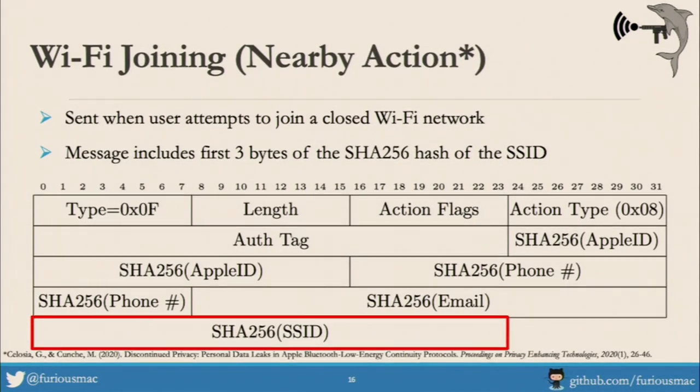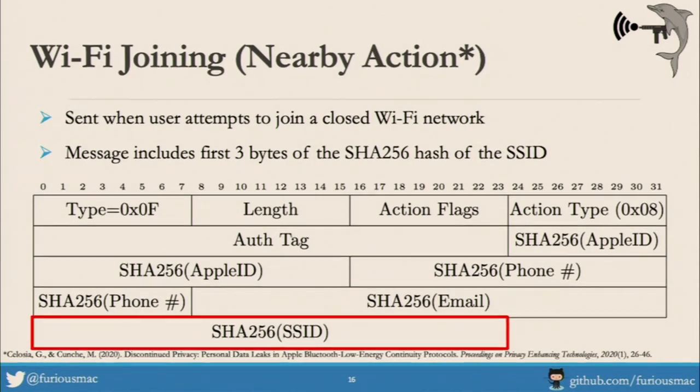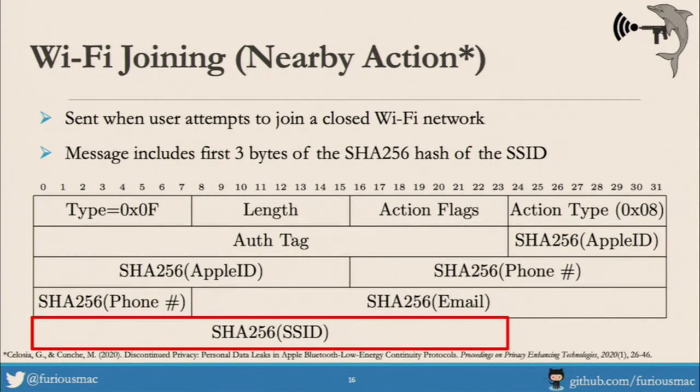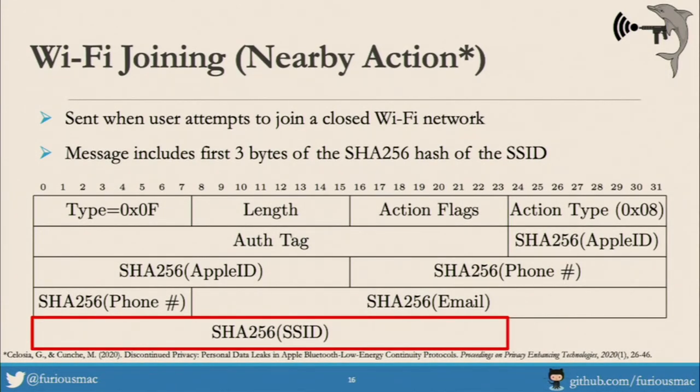Now, this is the Wi-Fi joining message. This is sent out whenever you join a Wi-Fi network. And like the AirDrop message, it also contains hashes of various phone numbers and your Apple ID. But it's worse because it's 3 bytes now. And then also, the last field contains the hash of the SSID you're joining. So in theory, you could create a hash table of all the different SSIDs in your area and just look up whatever network they're attempting to join. And I'm going to attempt to demonstrate that later, too.